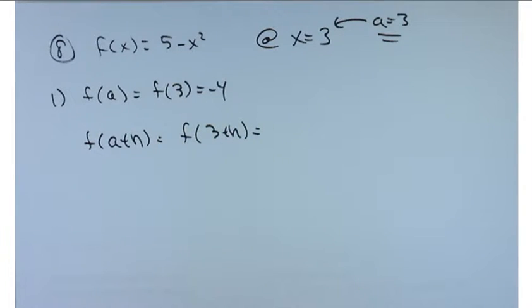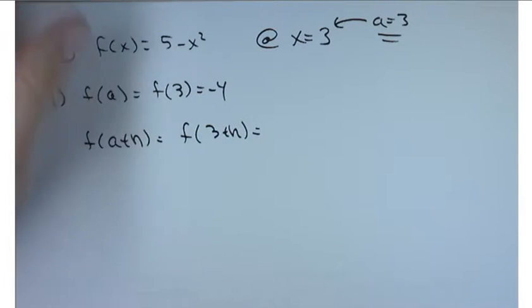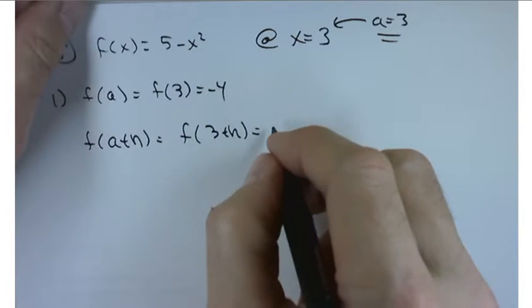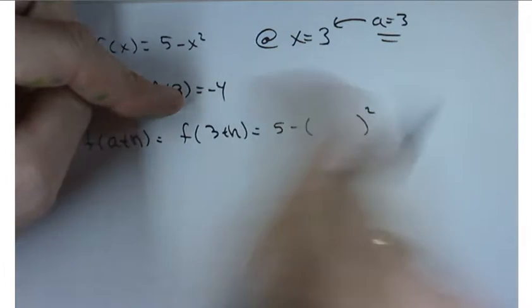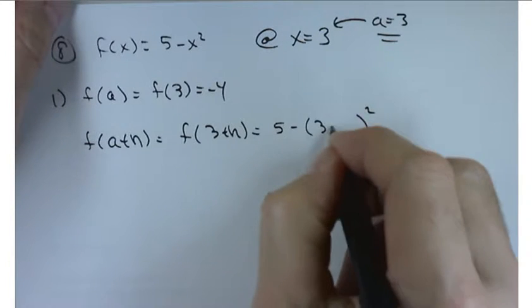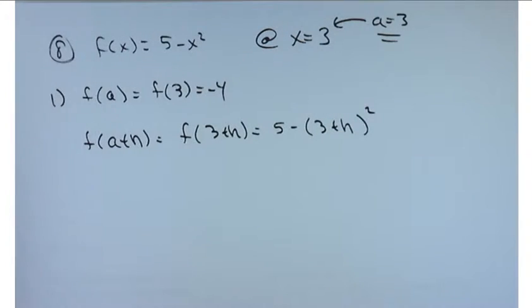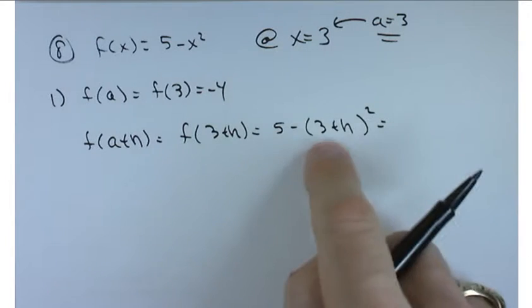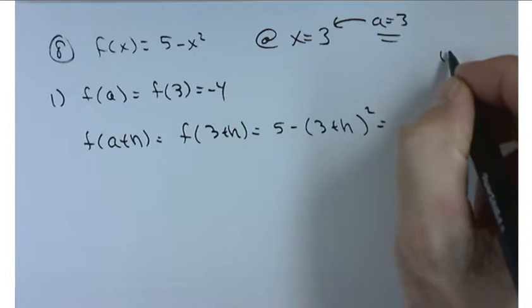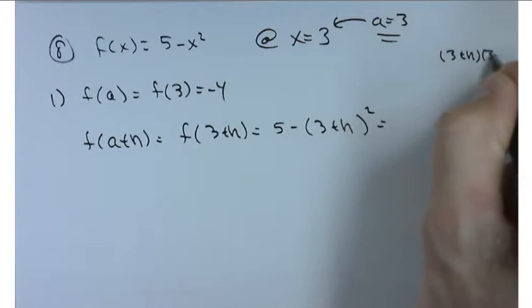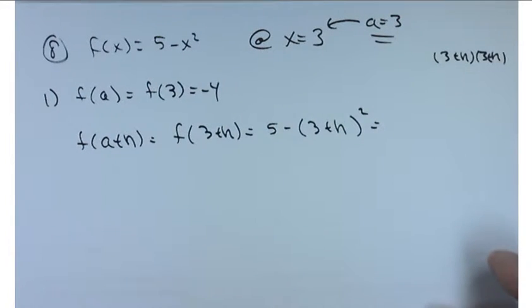Now this is going to be a little bit of grunt work. I'm going to take this a plus h and plug it in for x. So that's going to be 3 plus h squared. And you should simplify that. One of the things you're going to need to do first in simplifying this is to square this out. Now you can, if you want to, off to the side, write 3 plus h times 3 plus h, and then FOIL it all out.